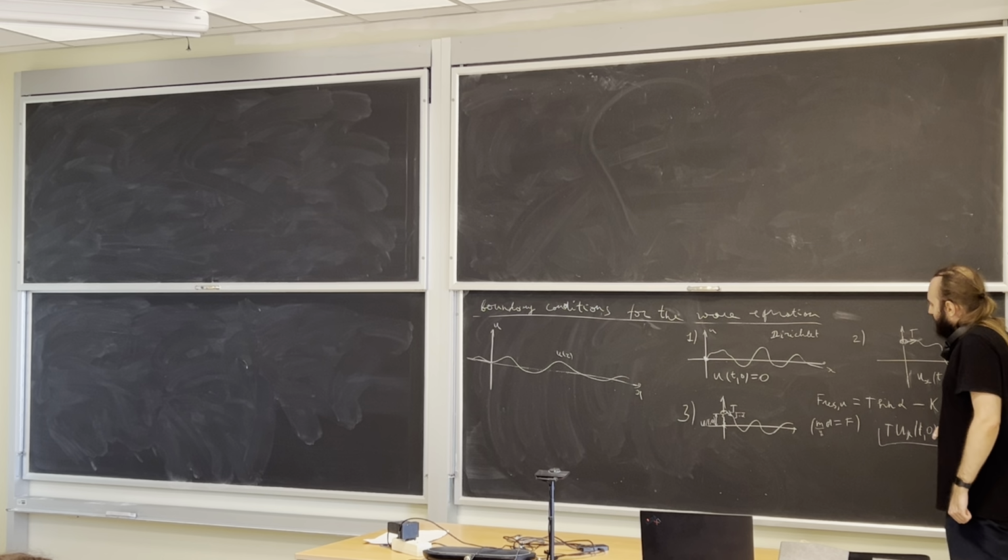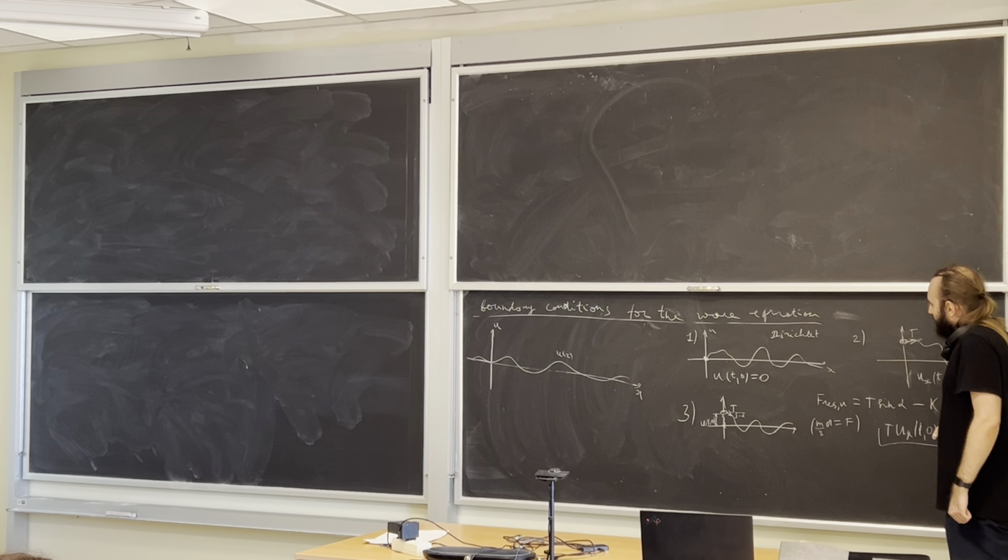If we have some function which is 0 at 0, it is natural to assume that it actually comes from some function which was antisymmetric with respect to x to minus x. So it was some odd function originally. So the idea is the following.